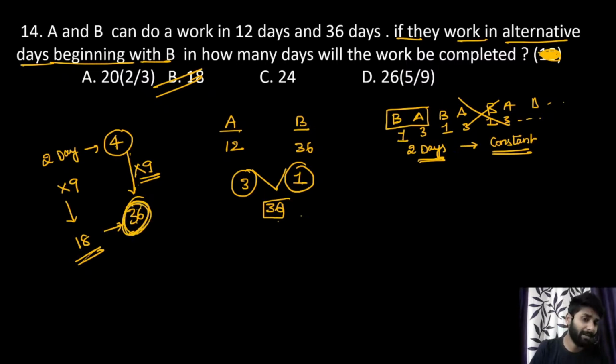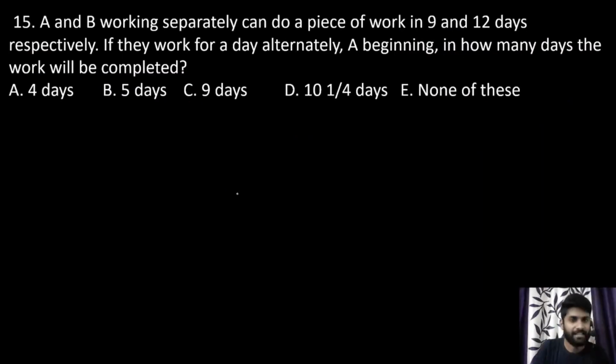If you want to complete 36 units of work, the work is completed in 18 days. Now the answer becomes 18. So now try this question, guys. See, A and B working separately take 9 days and 12 days.